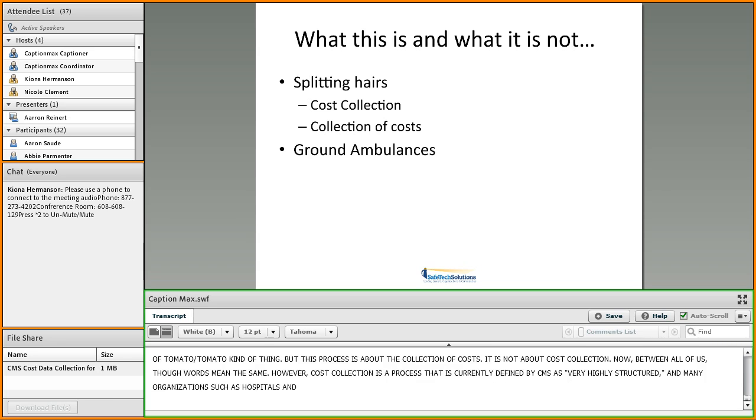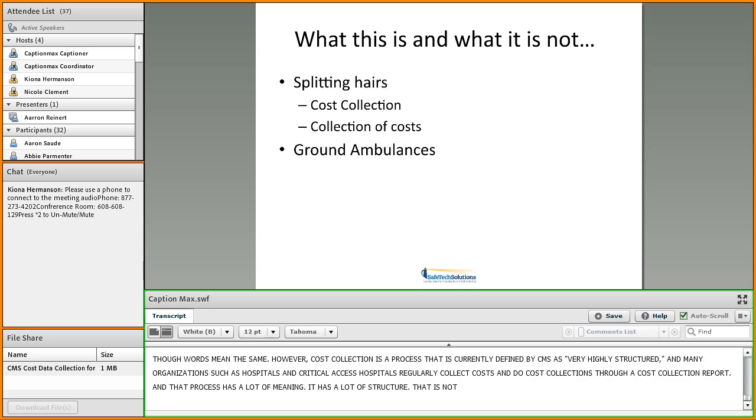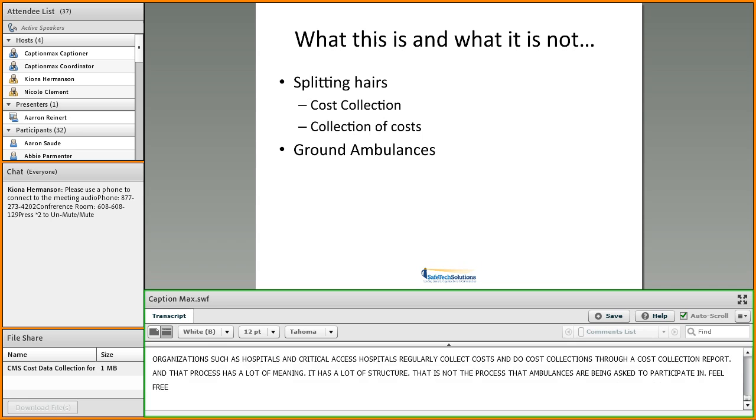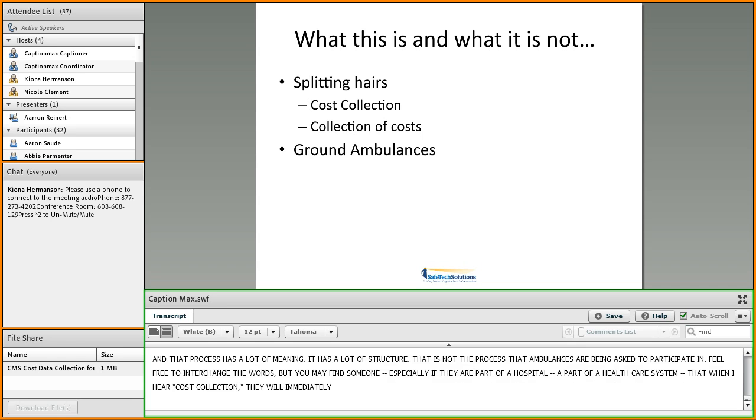However, cost collection is a process that is currently defined by CMS, is very highly structured, and many organizations such as hospitals and critical access hospitals regularly collect costs and do cost collection through a cost collection report. And that process has a lot of meaning, has a lot of structure, and that is not the process that ambulances are being asked to participate in.